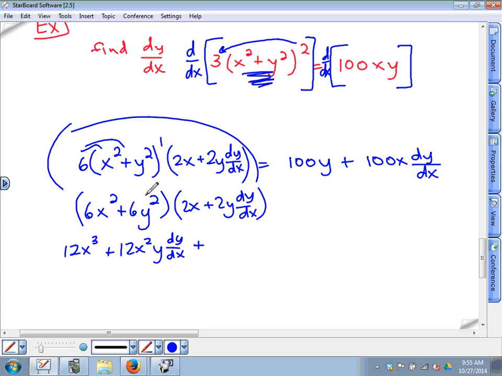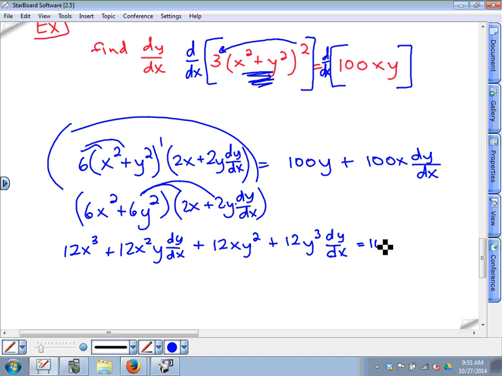Now we distribute the 6y squared to both terms. So that's 12xy squared. Is the dy dx connected to the 2y? Oh yeah, they're all multiplied. That was a silly question. That was not. What's the last term here? 12y to the third dy dx.